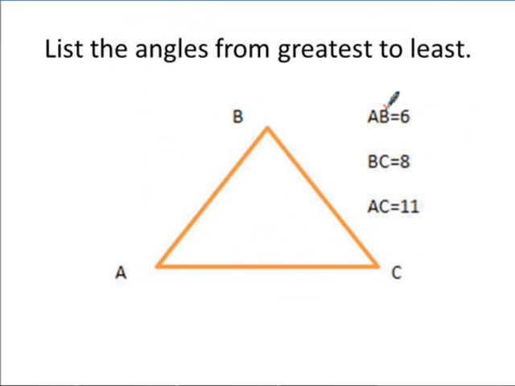Let's take a look here. List the angles from greatest to least. So I'm going to label the sides now. AB is 6, BC is 8, AC is 11. Well, what angle is across, and this is from greatest to least.